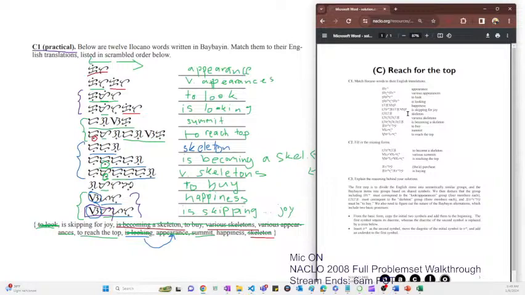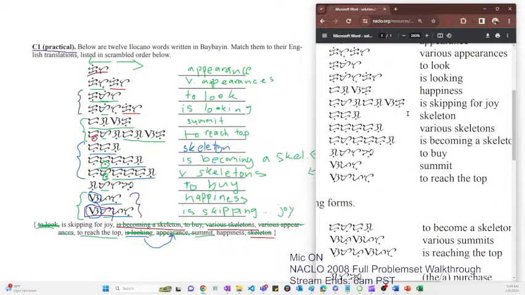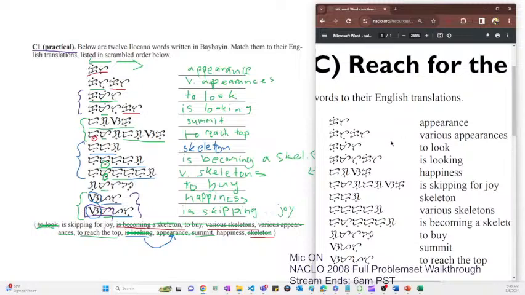Okay, oh, hold on. So it appears we got appearances. Let's see. We have appearances, yeah. Various appearances, yep. To look is looking. Okay. Happiness is skipping for joy. Again, these were the two that we were confused about. Happiness and is skipping for joy. Skeleton, various skeletons, and is becoming a skeleton. To buy, summit to reach the top.